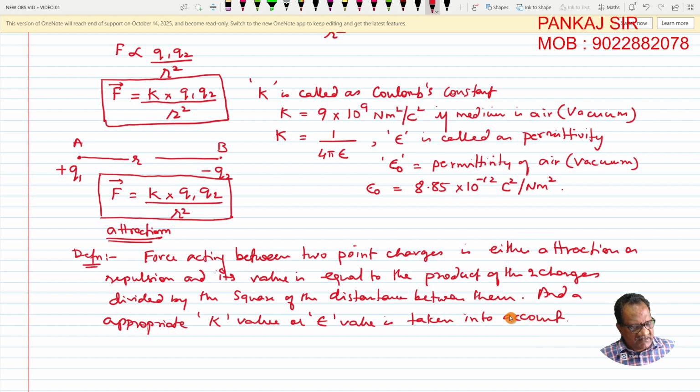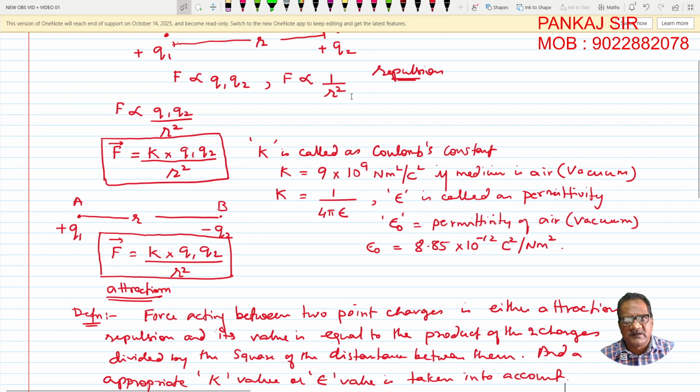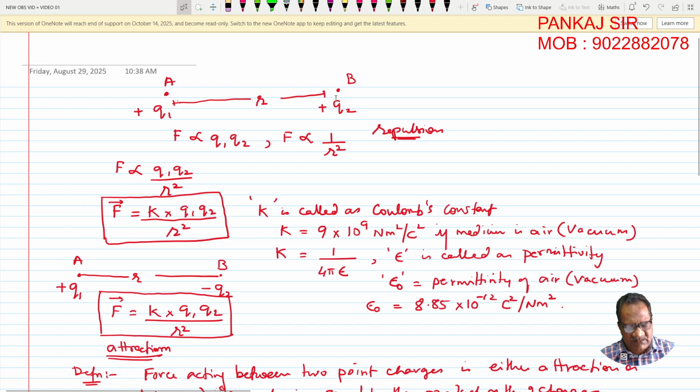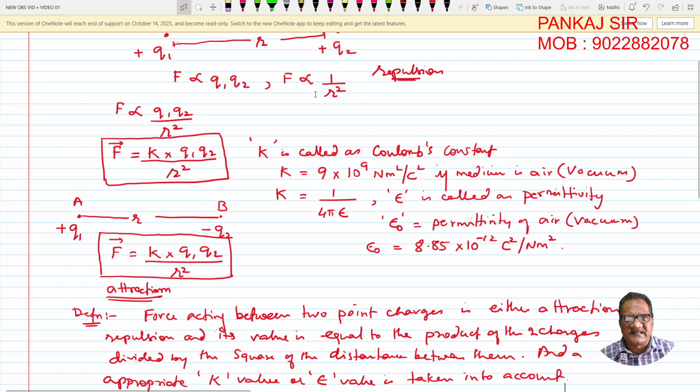So that was all about the force between two point charges. That's all for today. In the next video, we will be solving some numericals related to the force between two charges.